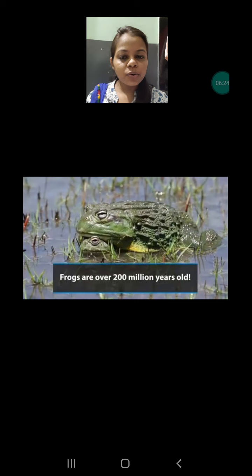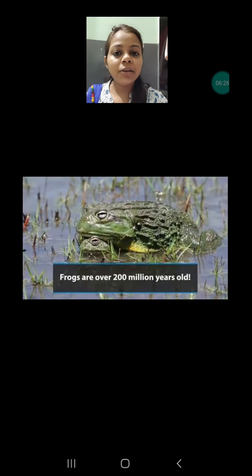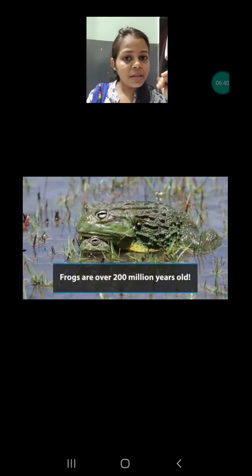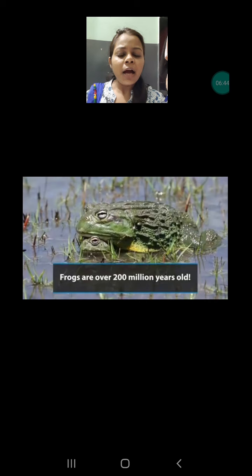Mostly we are able to see the frog around us. So let's talk about some special things about the frog. Do you know the frog has been living on the earth for more than 200 million years? That means they have adapted very nicely according to nature. Have you heard the name of dinosaur? The dinosaurs are no more. Why? Because they could not bring changes according to the environment. That's why they have become an extinct animal.